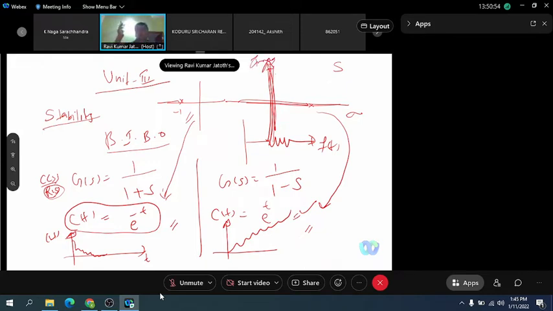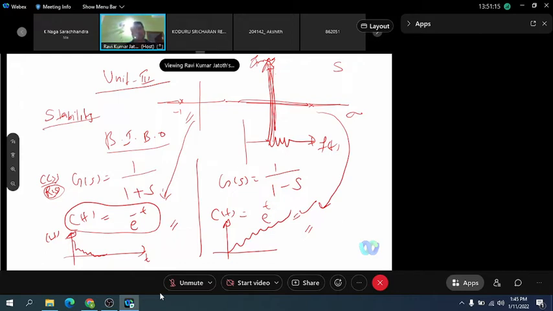If you have a transfer function, and the poles are lying on the left half of the S plane, the system is said to be stable. And if the poles are lying on the right half of the S plane, the system is said to be unstable. So this is the criterion, without solving the characteristic equation.